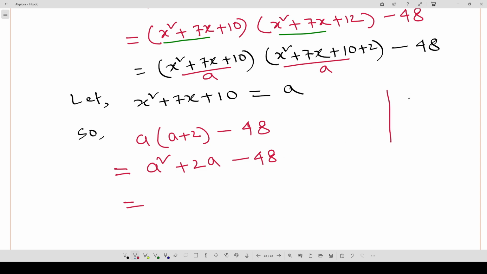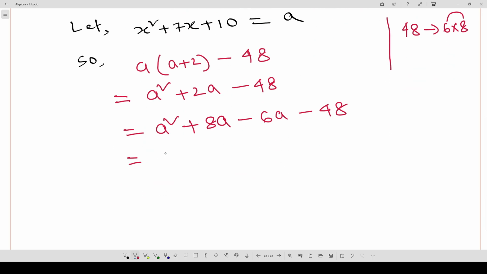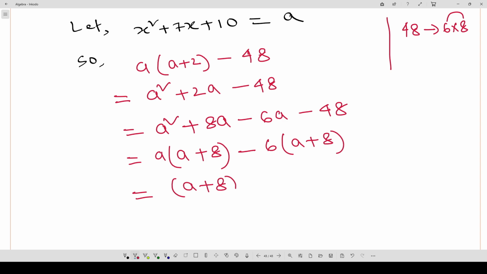48, if we factorize, 6 times 8 equals 48, and 8 minus 6 is also 2. So in this case we can write a square plus 8a minus 6a minus 48. Then we can take a common, so here is a plus 8, and here we can take minus 6 common, so again a plus 8. Then it will be (a plus 8)(a minus 6).